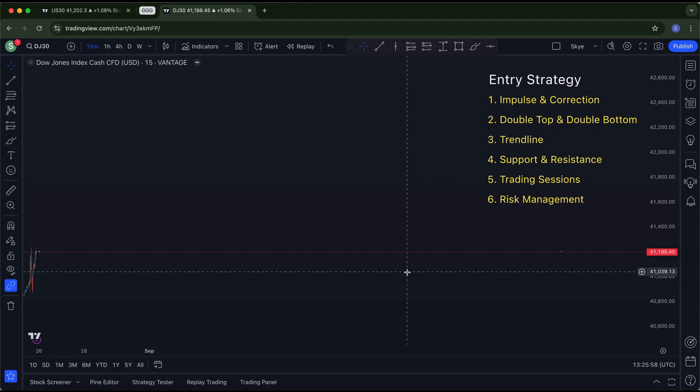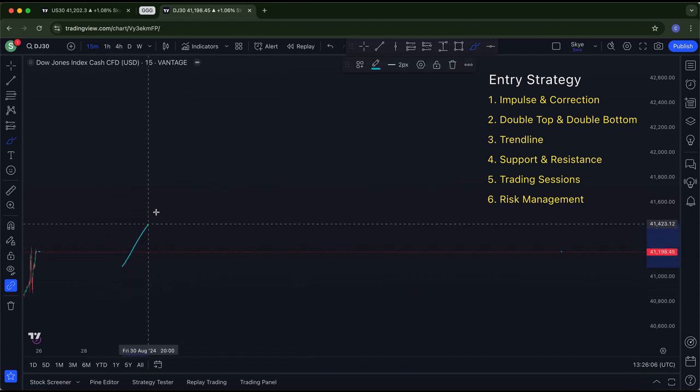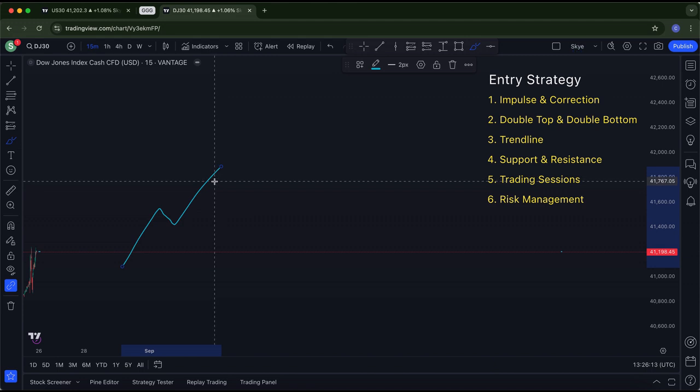Number one, let's consider impulse and correction. Like I already explained in our last lesson, an impulse and correction is something like this: a very big impulse, then a little correction, then another impulse. Therefore, before another impulse is created, we need to enter at a correction. So in this strategy we are going to enter only at corrections. Take that and let it stick to your head. We enter during corrections. So that's for impulse and correction.